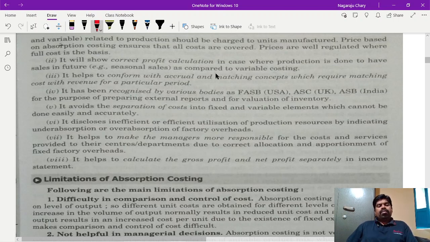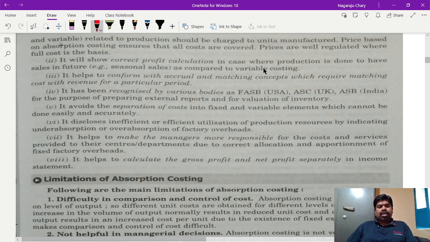So when we are comparing variable costing, correct calculation of profit can be shown when production is done in future. So in future also how much expenditure, production cost, variable cost and fixed cost there will be can be known. Whatever the present cost is, the same cost will happen in future also. So there is no difference between present and future cost.